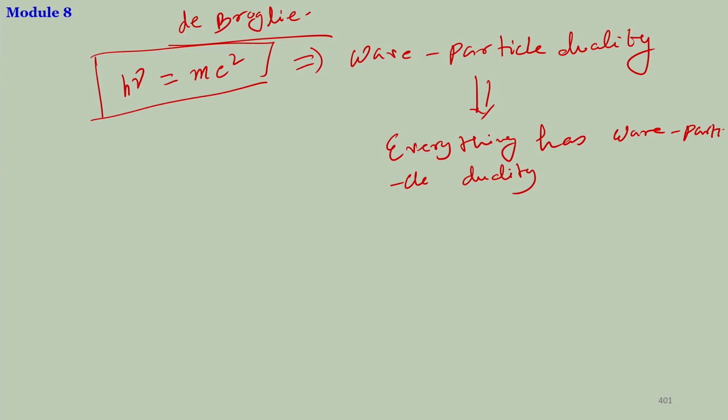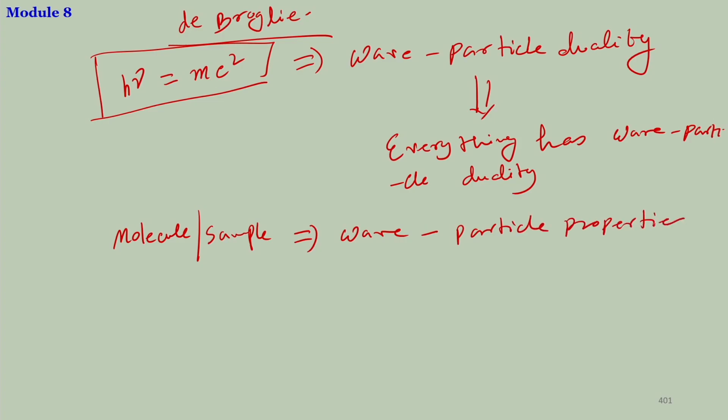This means when you are considering a molecule or sample, according to de Broglie, the molecule or sample also has a wave property as well as a particle property. Wave plus particle properties. And now you can explain the interaction between light and matter.